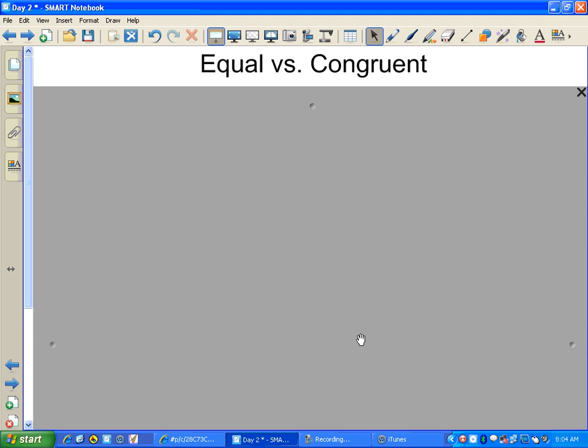I want to talk today about this new word we're going to be using a lot in geometry. It's congruent. It's very similar to the word equal, but in geometry we need things to be congruent. We also have some things that are equal, and it's very different times when we'll be talking about equal and when we'll be talking about congruent. So I want to make a comparison between the two things.